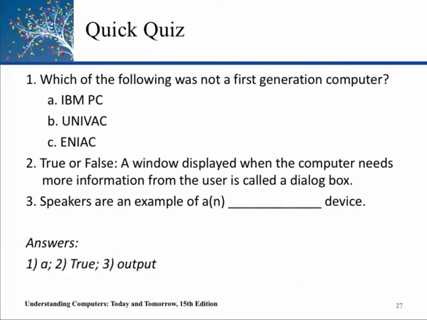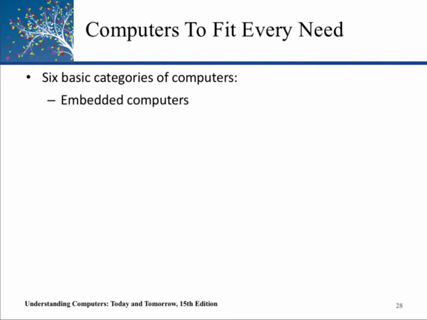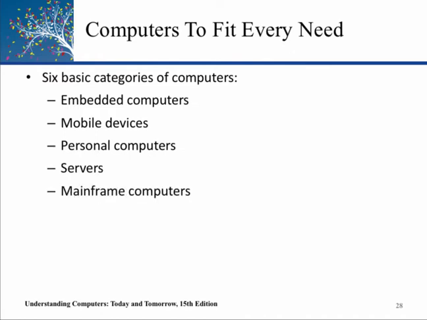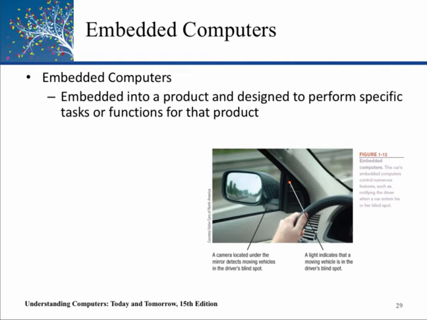Computers to fit our every need. Well, there are many categories of computers, and they do fit in our lives differently. The first are embedded computers, then mobile devices, personal computers, servers, mainframes, and supercomputers. Now, let's dive into the first group. An embedded computer is something that is inside of a product that does something that you wouldn't associate with computers.